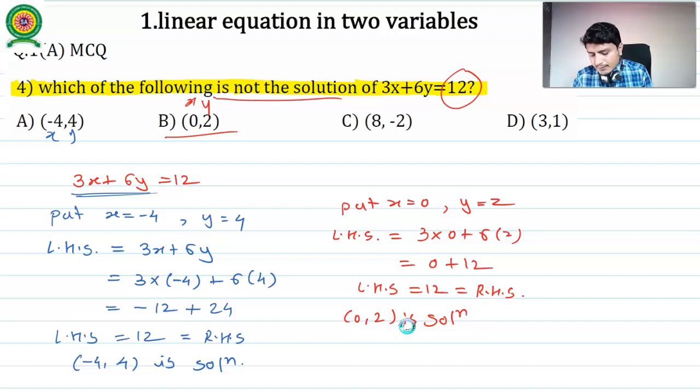Now look at the third option, we have given 8 comma minus 2, x value is 8, y is minus 2.